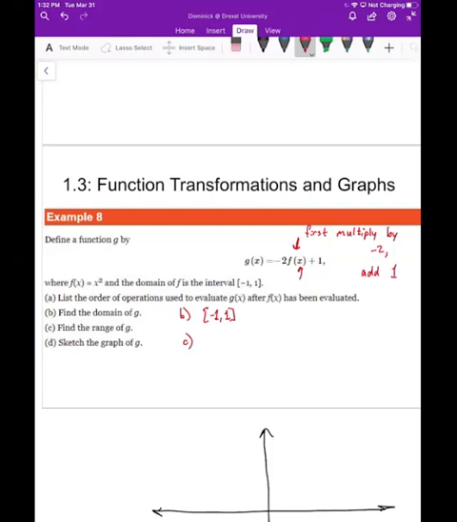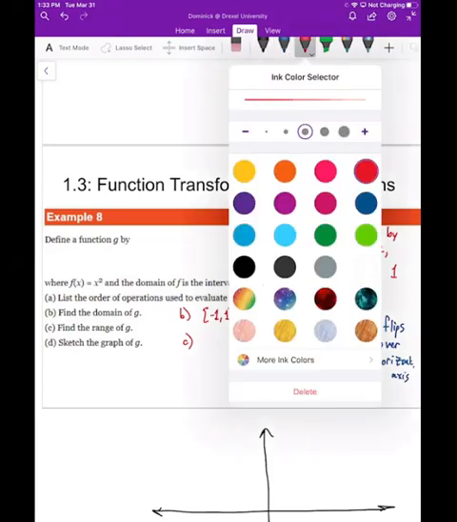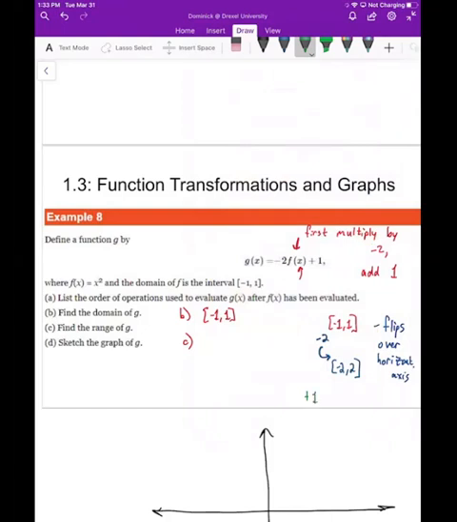But now for part C, what do we do to the range? Well, the original range was -1 to 1. And then we multiplied everything by -2. So that's now going to make the range -2 to 2. And the negative is also going to flip the horizontal axis. And of course, the +1 at the end shifts everything up.